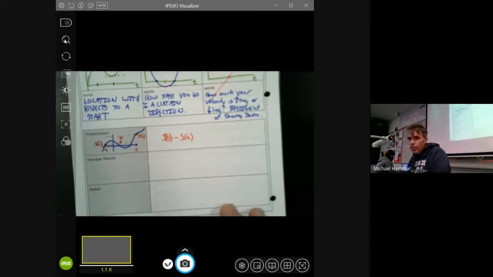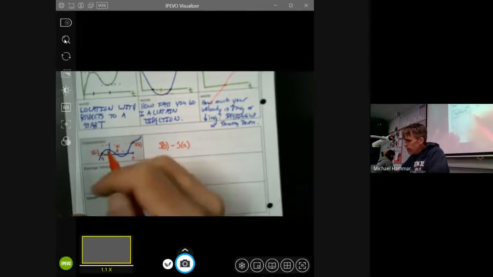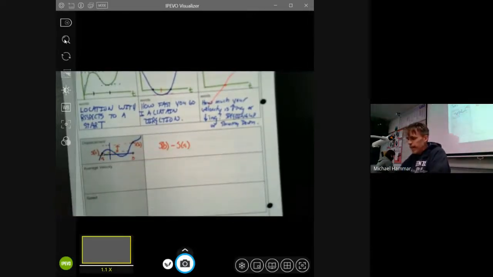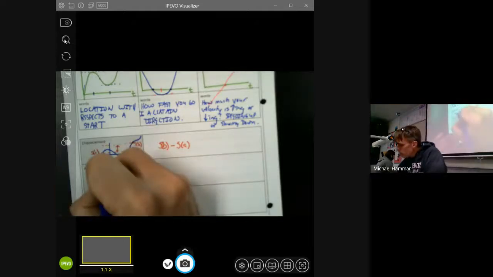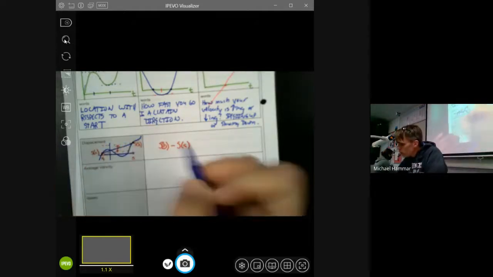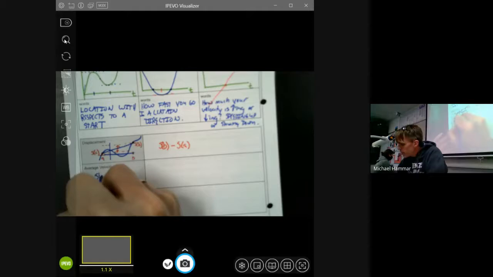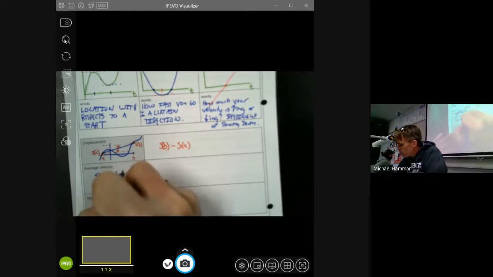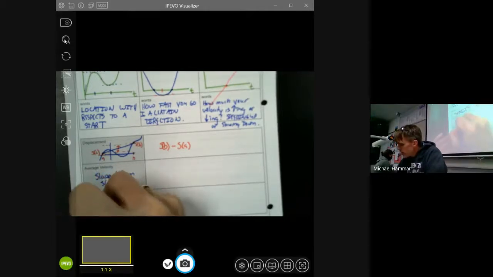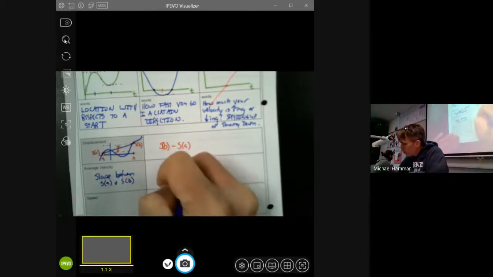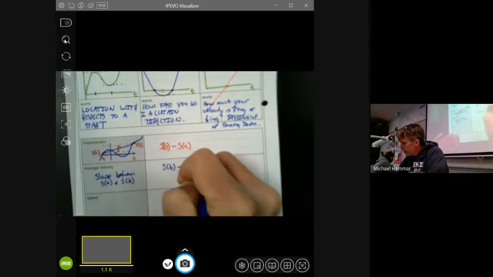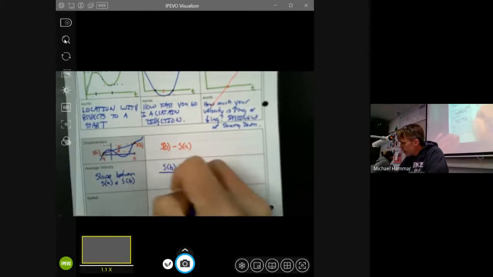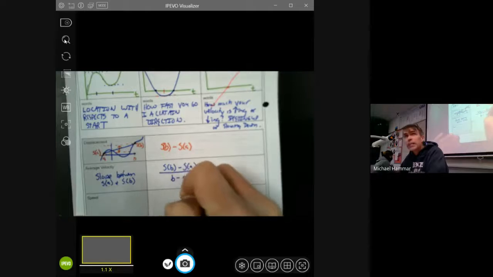Now, average velocity, if we use this same graph, would be the slope between these 2 points. It is the slope between S of A and S of B. So we would do S of B minus S of A all over B minus A.